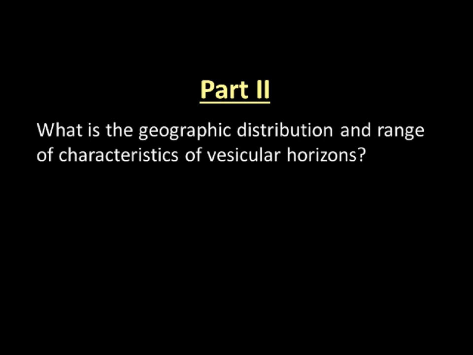So going on to part 2. Now that I had my techniques for analyzing the vesicular horizons, the first question that I looked at was: what is the geographic distribution and range of characteristics of the vesicular horizon?